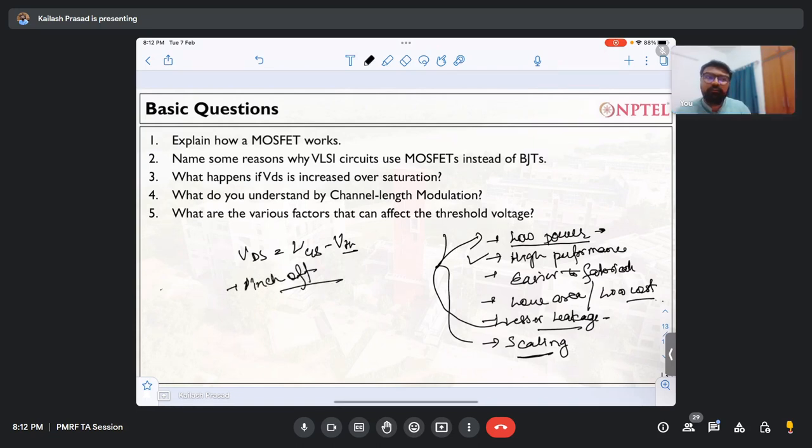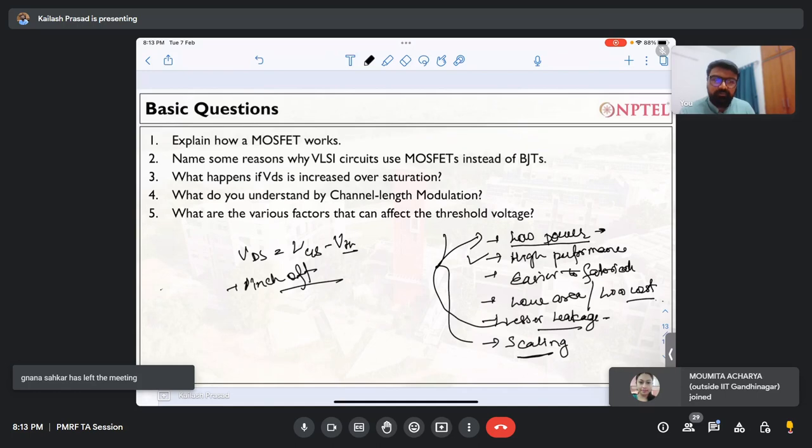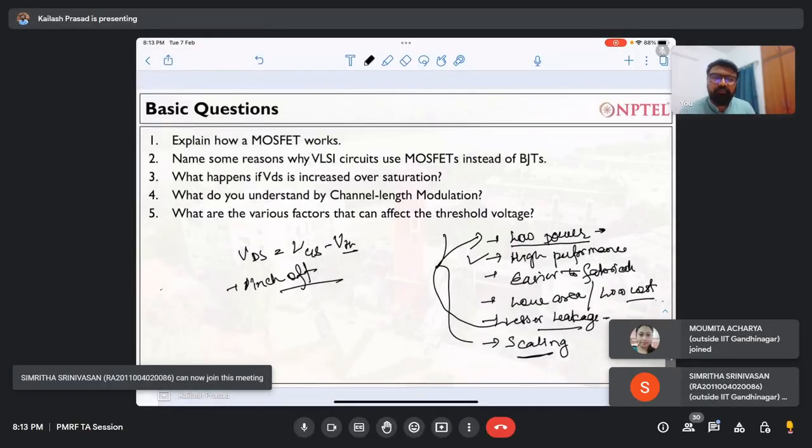The channel is narrowing at the drain end, because if VDS is increased beyond VGS minus VT, then obviously the gate to drain voltage, VGD, is actually reversing the case, not forward biasing. So that's why the channel is closed, tapering at that side.